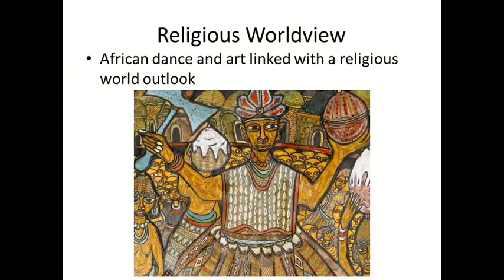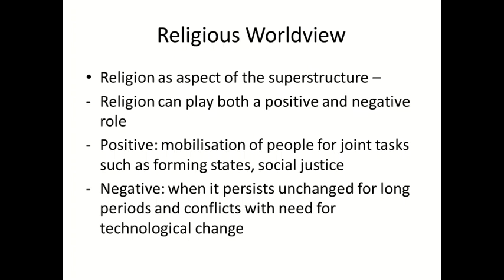Something about the African cultures as well is that there has been a religious worldview. African dance and art have been linked with a religious world outlook. For those of us who followed chapter one, remember that religion is an aspect of the superstructure. That is, we have an economic base, and within it follow social ideologies, ideas, political formations, and so on. Religion is one aspect of that.